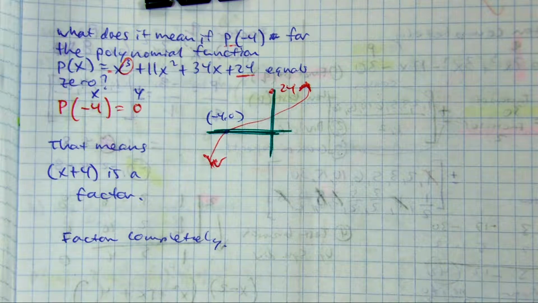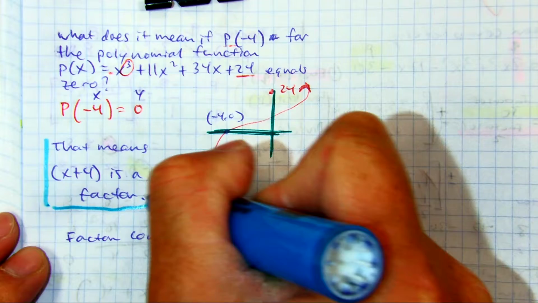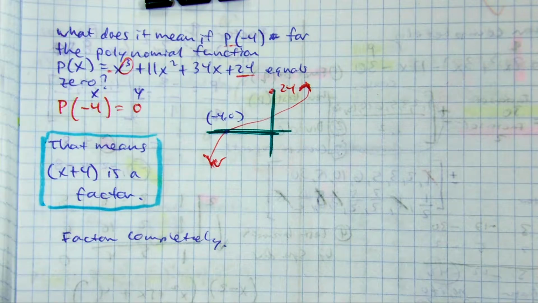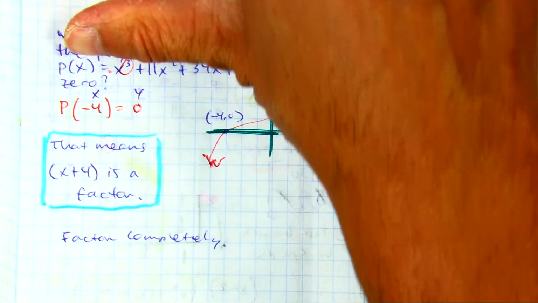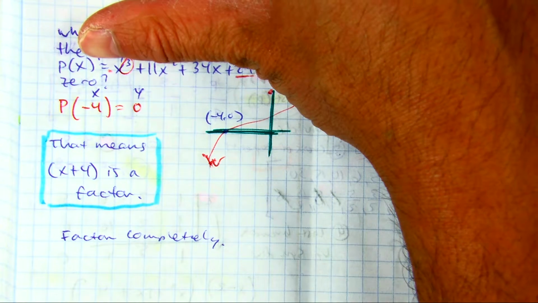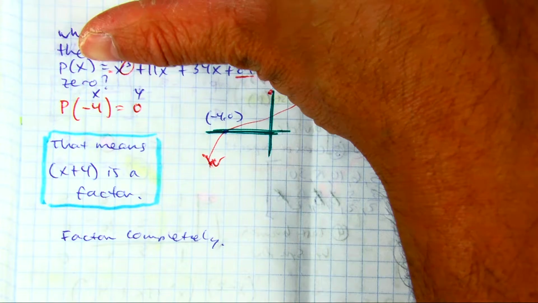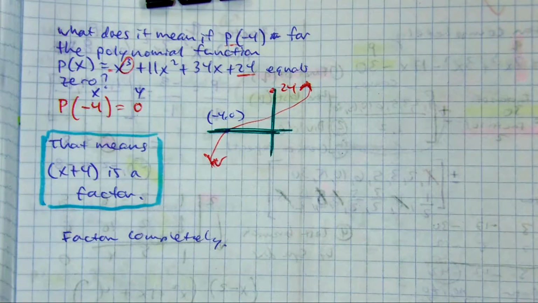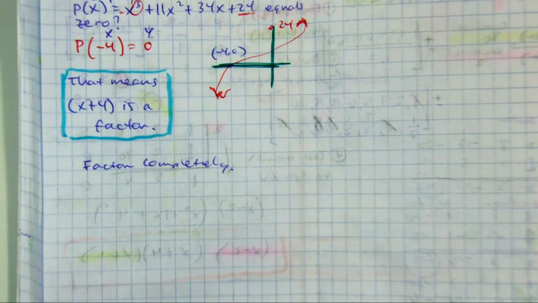Okay, how does that help us? It gives us a starting point, right? If I take that information away and I just say, okay, factor that completely, then you would have to use the rational roots theorem. But because I actually gave you a starting point, we can use this. So let's go ahead and factor this completely.